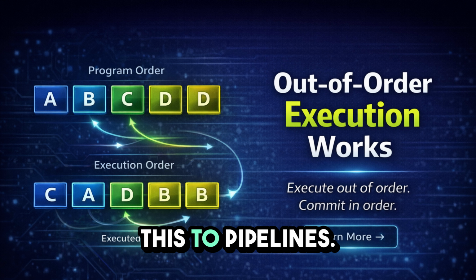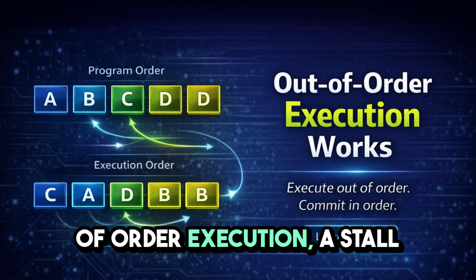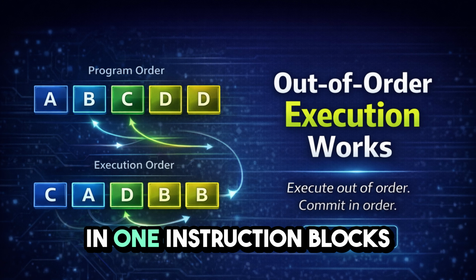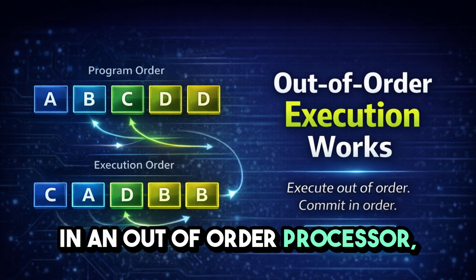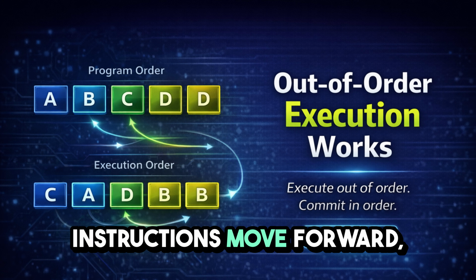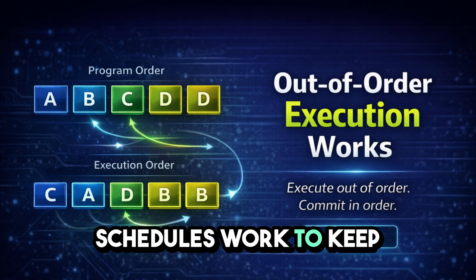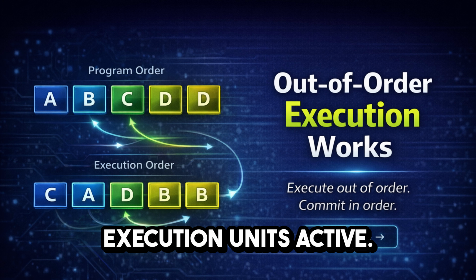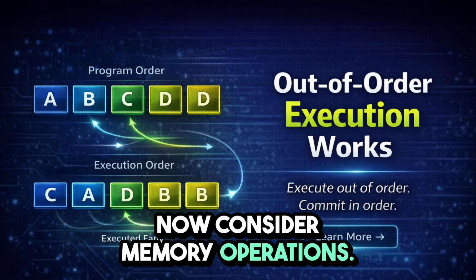Now let's connect this to pipelines. In a simple pipelined processor without out-of-order execution, a stall in one instruction blocks everything behind it. In an out-of-order processor, the pipeline can remain busy because independent instructions move forward. The processor dynamically schedules work to keep execution units active. This dramatically improves throughput. Now consider memory operations.